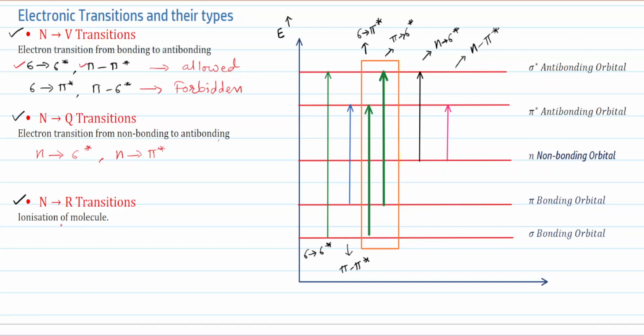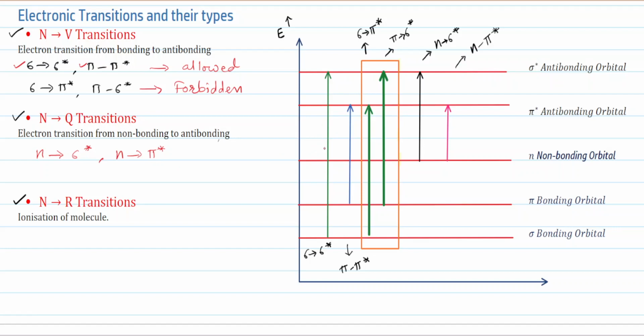Now the last one is the N to R transition. Here the electron is promoted from the ground state to a state where it has much more energy, the highest energy, and it causes ionization of the molecule. So this transition of the electron causes the ionization of the molecule. So from this discussion, it is clear that there are six transitions, out of which four are allowed transitions and two are forbidden transitions.